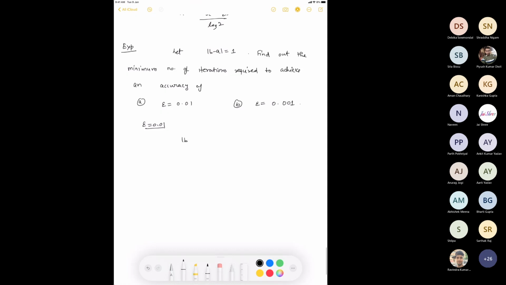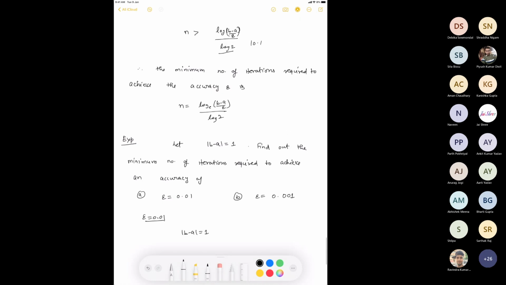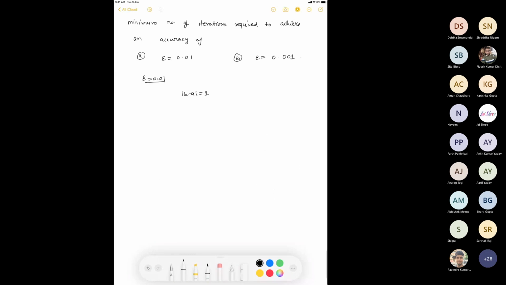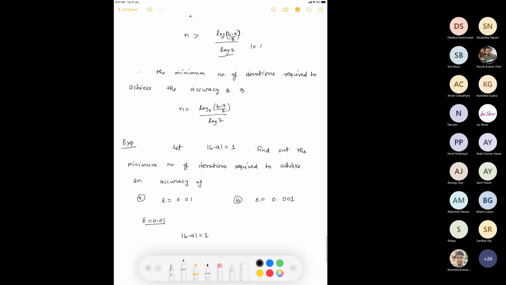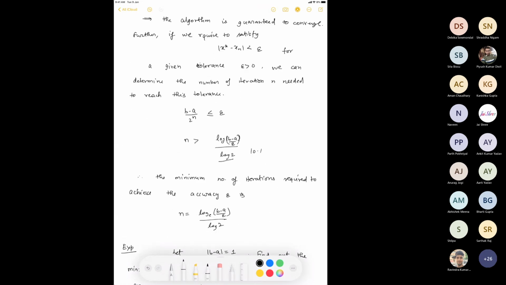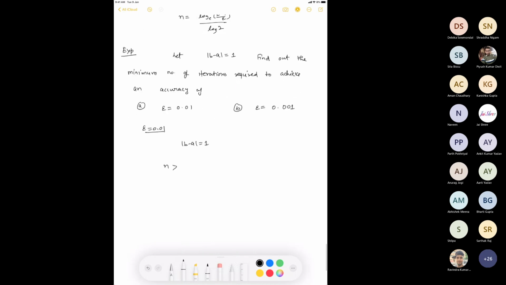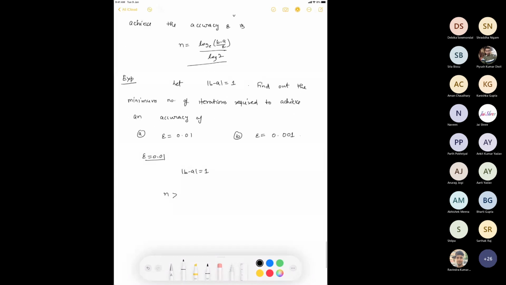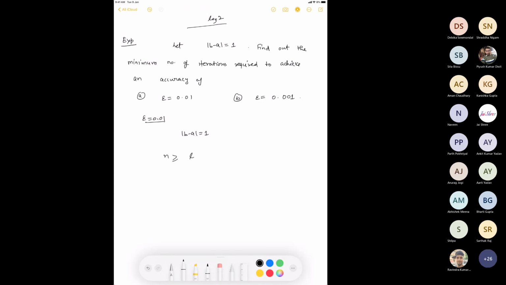So we already know the length of the interval, b minus a is 1, and we have already derived what we have to evaluate to get the minimum number of iterations. So we know that n has to be greater than or equal to, so that I'm taking that as the minimum number of iterations, right? The last value. So here n has to be greater than or equal to log of (b minus a, which is 1) divided by epsilon, divided by log of 2. So the base here is e in the log.